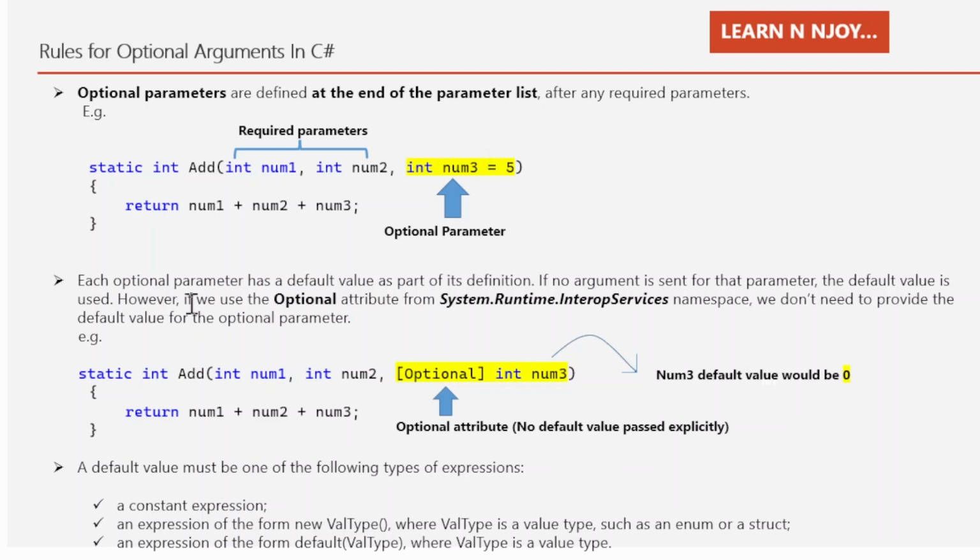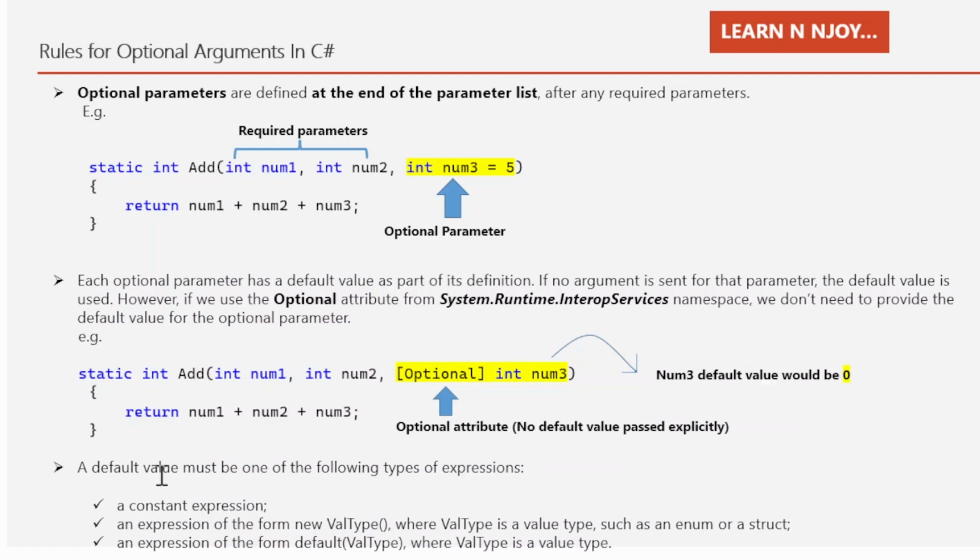However, if you use the Optional attribute from the System.Runtime.InteropServices namespace, we don't need to provide the default value for the optional parameter. If you see this example shown over here, I have used this Optional attribute, and here I have not passed any default value, but the system is going to assign the value 0 as the default value, and it is decided based on the data type. Just keep in mind, we don't need to provide any default value whenever we use this Optional attribute for defining the optional parameter.